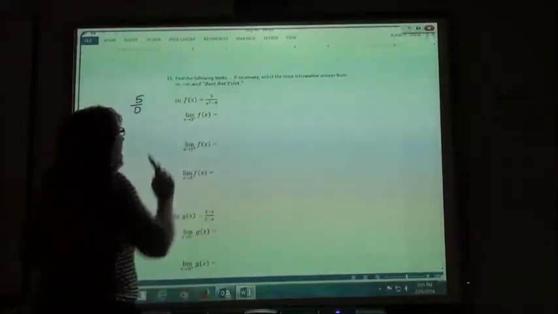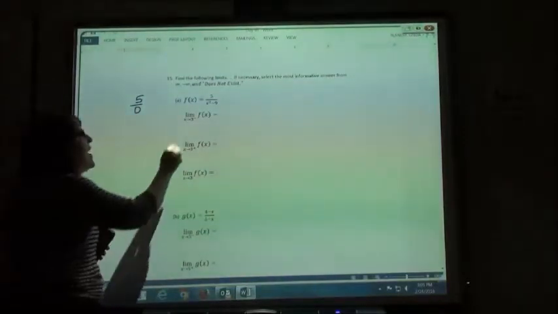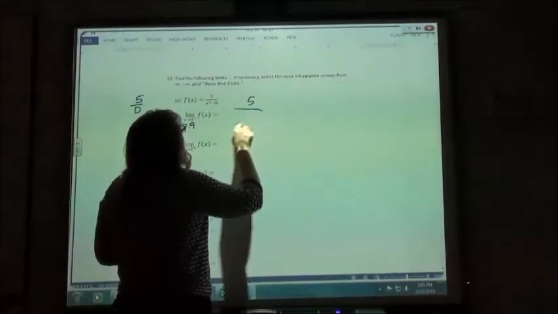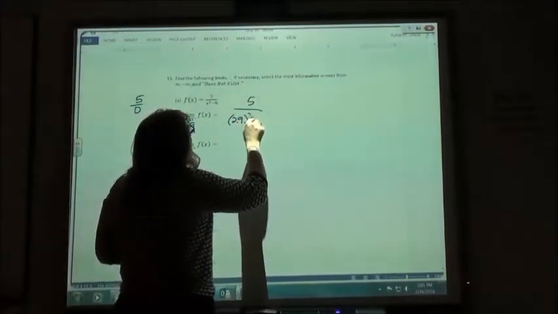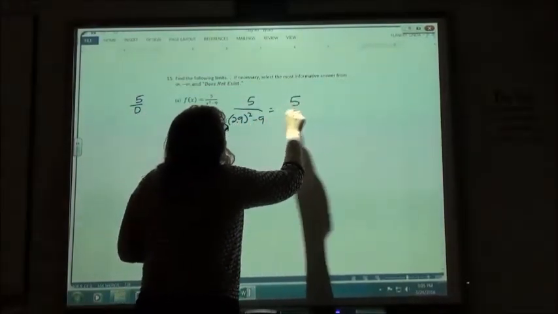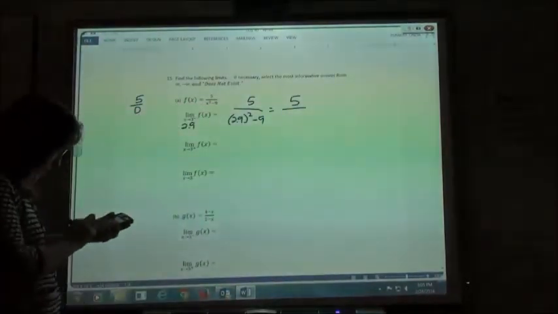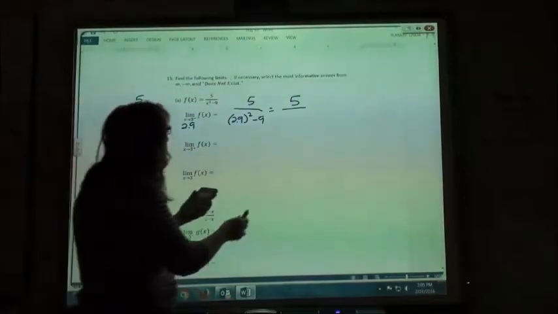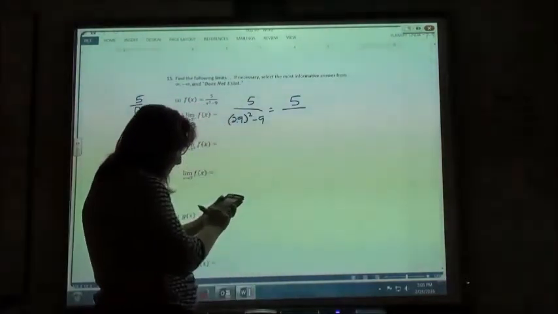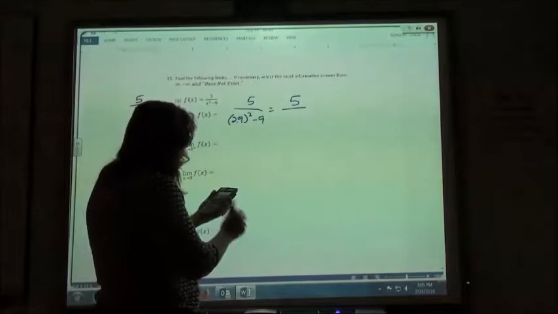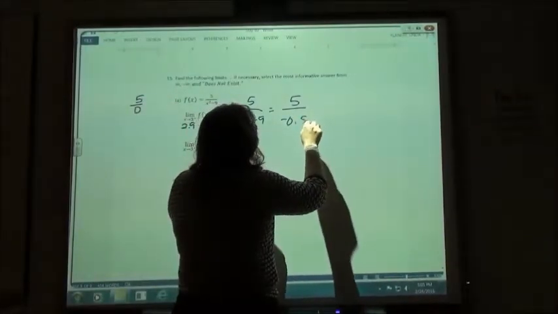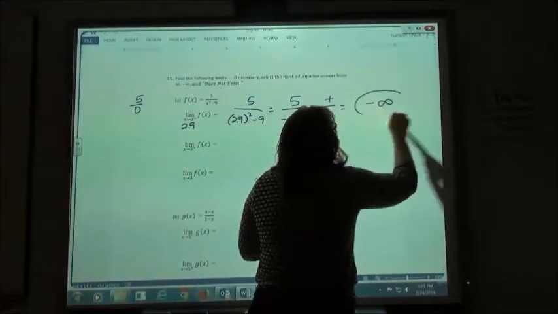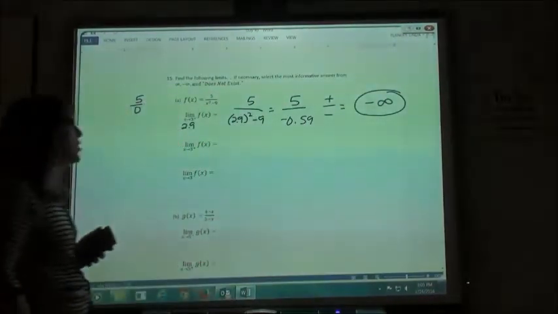So as I approach 3 from the left-hand side, again, I'm going to use 2.9. So 5 over 2.9 squared minus 9. Well, the top's going to stay 5. 2.9 squared minus 9 gives me negative 0.59. I have a positive over a negative, so negative infinity is what that's going to approach.